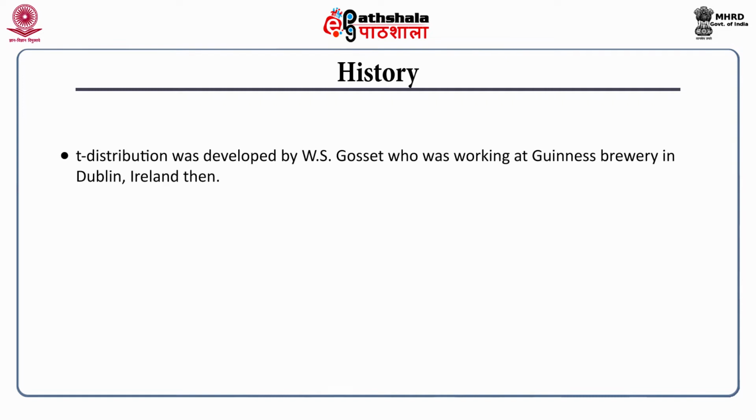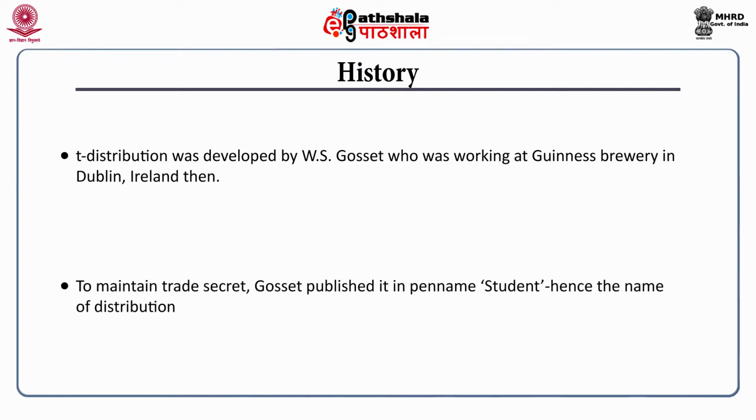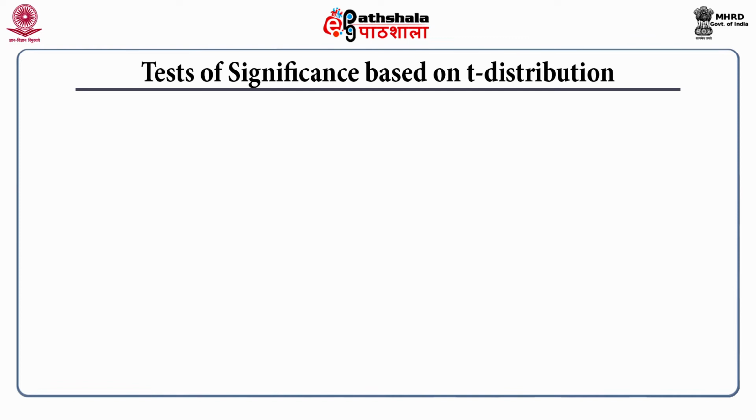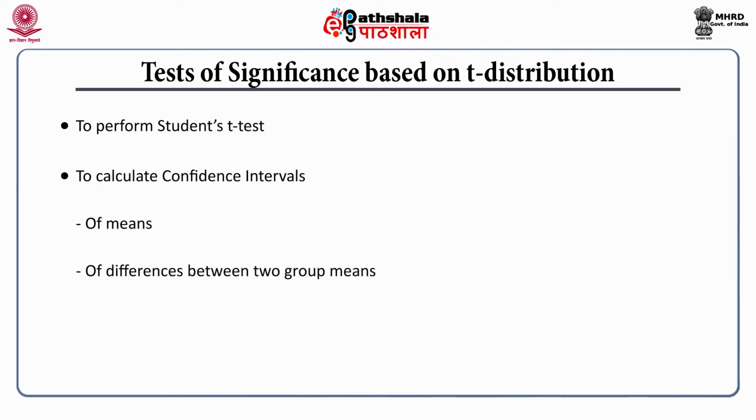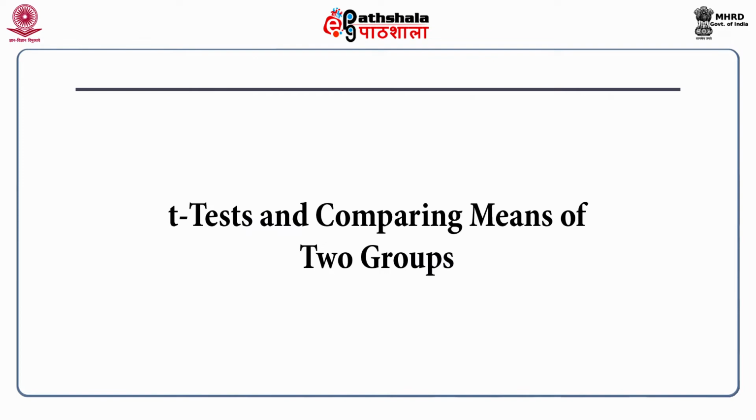The T distribution was developed by W.S. Gossett, who was working at the Guinness Brewery in Dublin, Ireland. To maintain the trade secret, Gossett published it under the pen name of Student, hence the name of the distribution. There are many tests of significance based on the T distribution, especially the student's T tests, to calculate the confidence interval of the means and the difference between two groups' means, in linear regression analysis, and in Bayesian analysis.